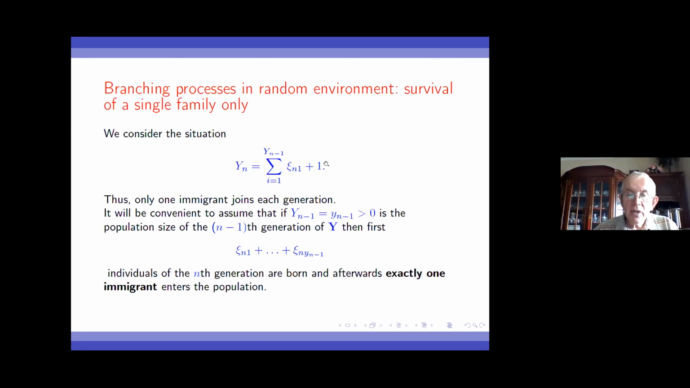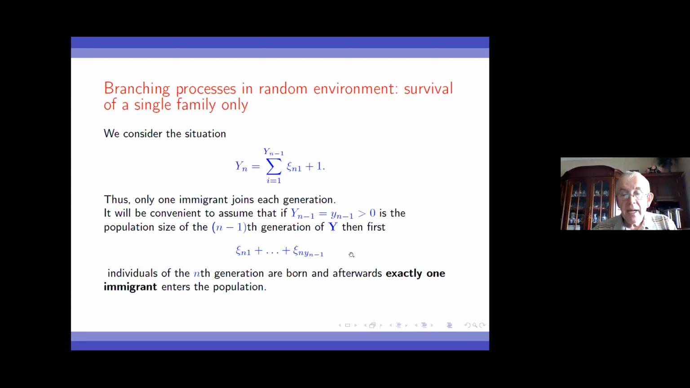But in order to study survival of a family, we would like to modify a little bit the process of appearance of immigrants. So assume first that at moment n-1, we have some positive number of individuals in the population. Then we allow first again to produce children, by all these individuals.